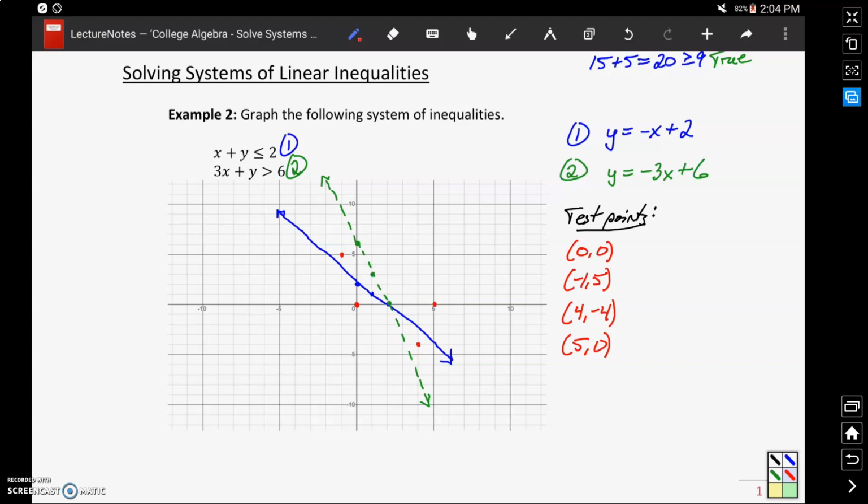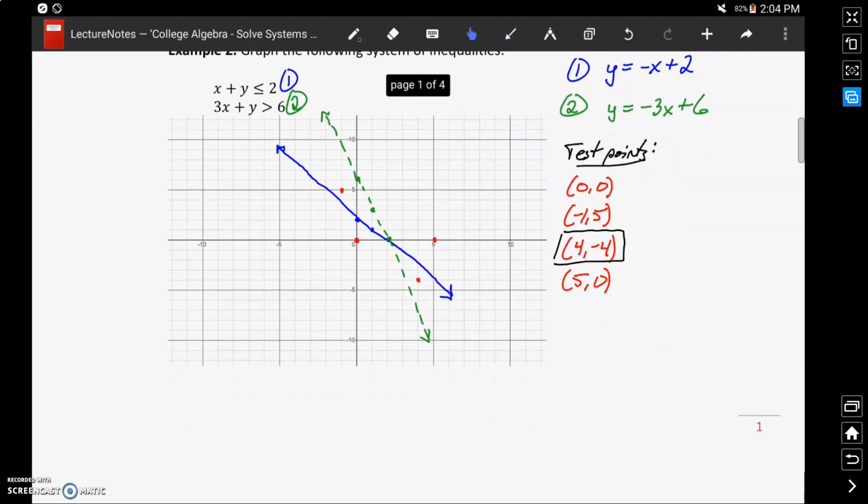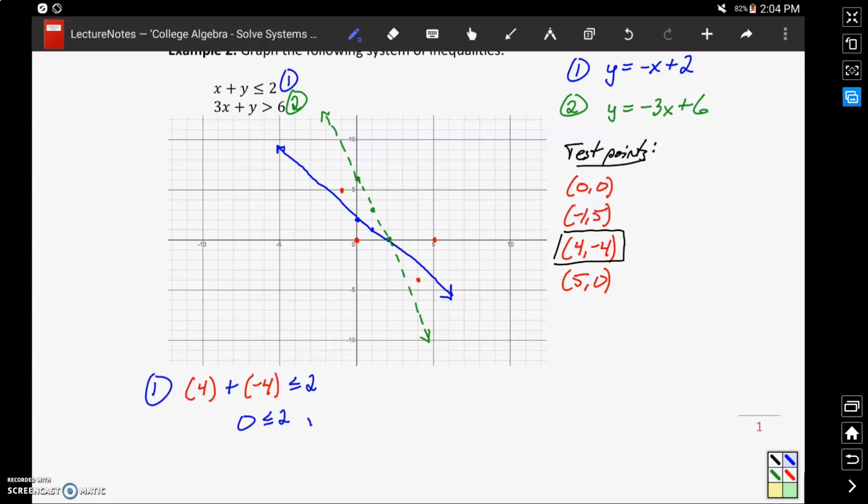What we would want to do then is plug each of these points into both inequality 1 and 2 to see which pair would make both inequality statements true. Rather than looking at the solutions that don't work, we're going to look at simply the solution that will end up working, which is 4, negative 4. So if we take inequality 1, we would want to plug in x equals 4 and y equals negative 4, to get 0 is less than or equal to 2, which is true.